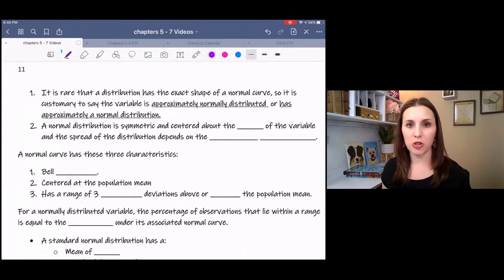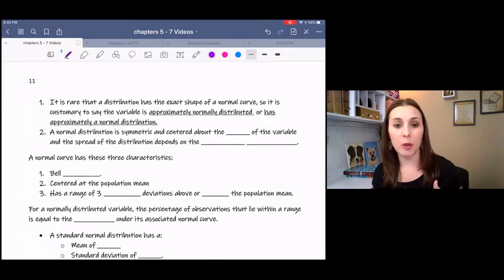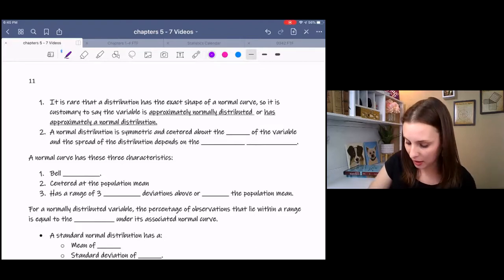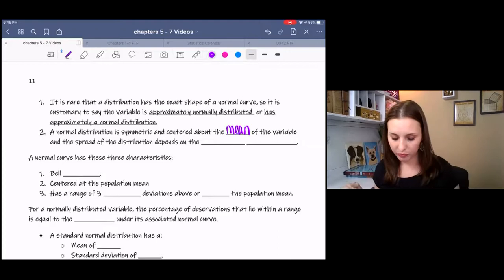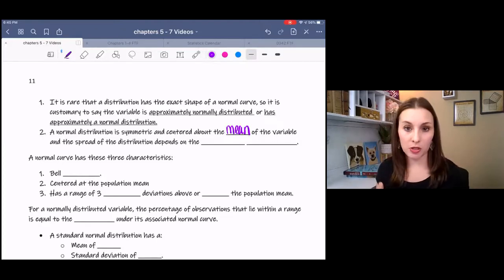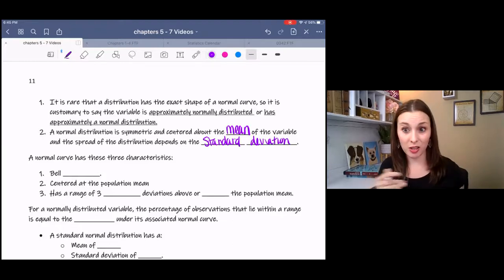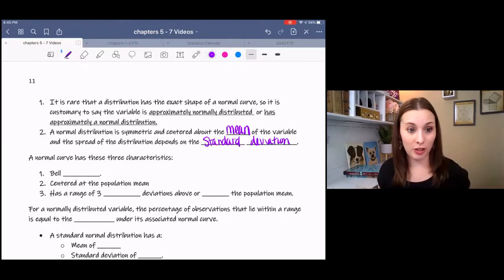It is rare that a distribution has the exact shape of a normal curve, so it's okay if something is approximately normal or has an approximately normal distribution. As long as it's pretty close, then you can say it's approximately normal, and then you can use all this stuff. A normal distribution is symmetric, and it is centered about the mean. And the spread of the distribution depends on the standard deviation. So you can kind of see all the things we've been learning are coming together here.